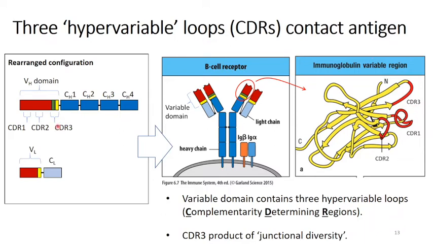Just one note of interest, though, is the CDR3 loop. This right here is the product of what's called junctional diversity. The significance of that will be more apparent when we come to look at the T-cell receptor. But file it away in your memory: CDR1 and CDR2 are inherited in the V gene segment, but CDR3 is generated during the rearrangement process, which is quite important, and we'll come back to that.